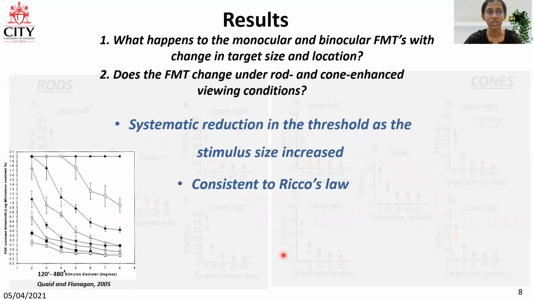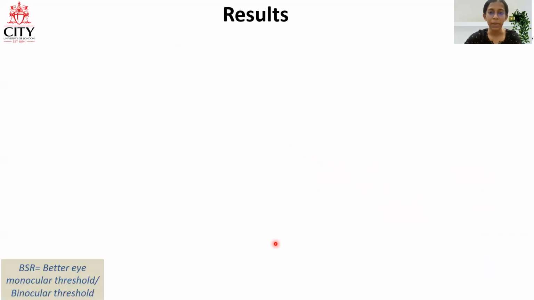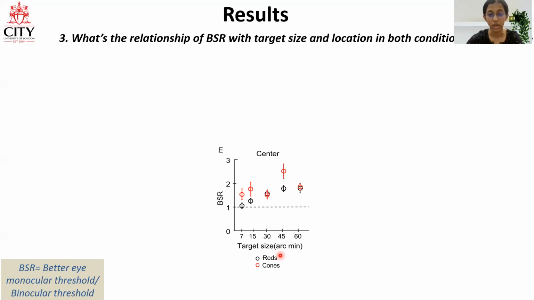The systematic reduction in the threshold was consistent with Ricco's law. And if you see over here, there was a clear difference between the binocular and monocular measurements. The cones were obviously more sensitive than the rods, that is, their thresholds were lower. Now, moving on to the second part of the outcome variable, that's the summation ratio. The question that we had was, what's the relationship between the summation ratios and the target sizes that were used?